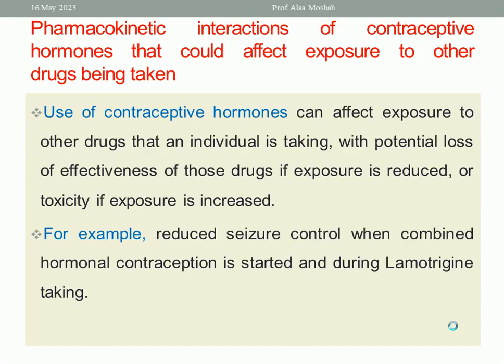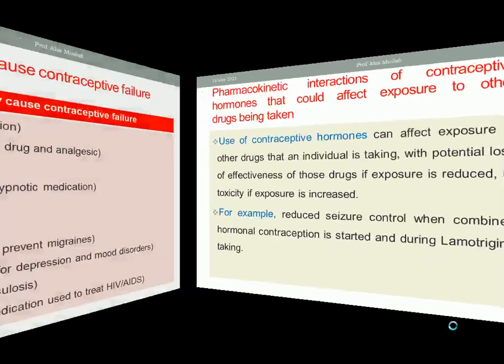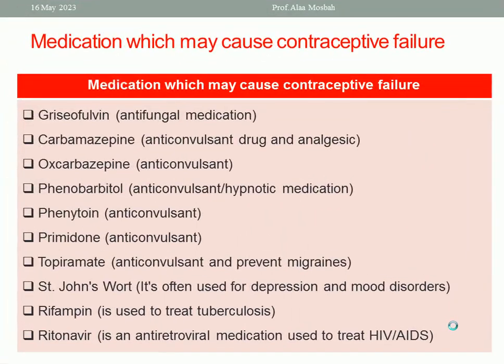That's why I said this lecture is important not only for gynecologists or those interested in family planning, but also for other specialties like psychiatry, like neuromedicine, and so on. Okay, let us go to the next. We need some examples for medication which may cause contraceptive failure.